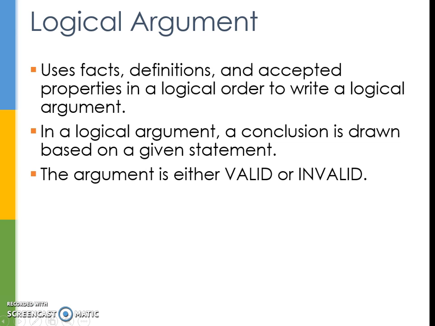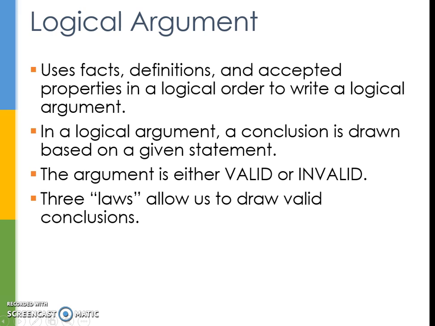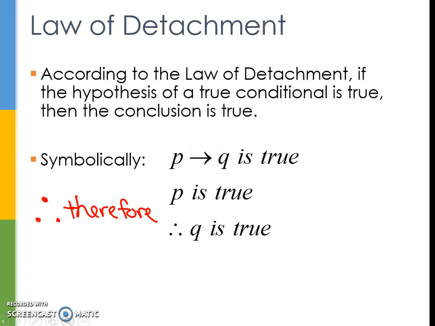The argument is either valid or invalid. Three laws allow us to draw valid conclusions. Law of detachment. According to the law of detachment, if the hypothesis of a true conditional is true, then the conclusion is true. So this is the conditional statement: if P then Q is true. P is true. Therefore, Q is true. These three dots mean therefore. That means conclusion. So this is a symbol for conclusion, therefore.